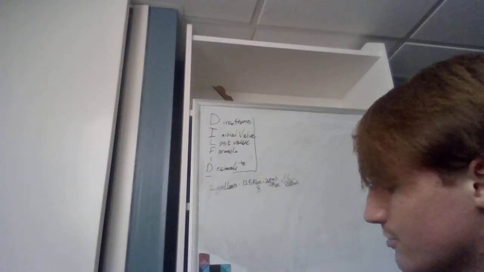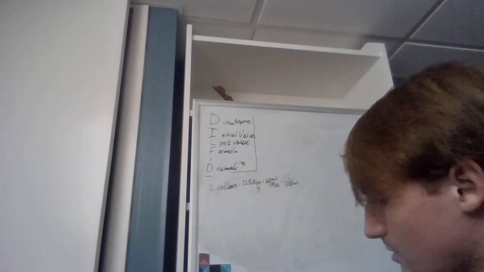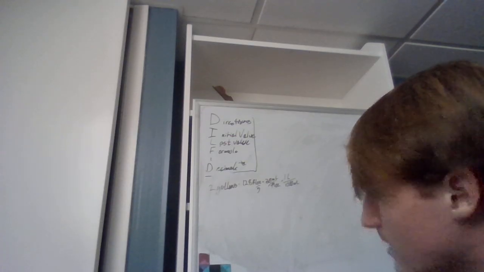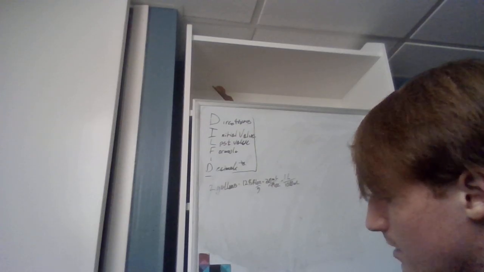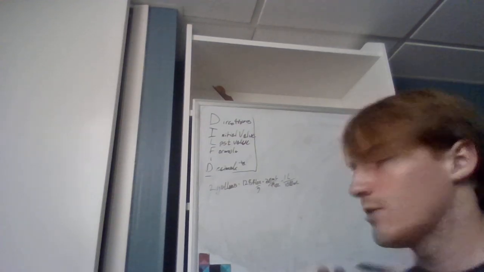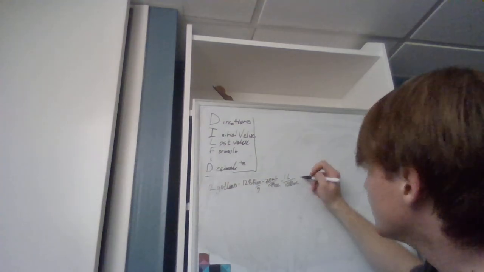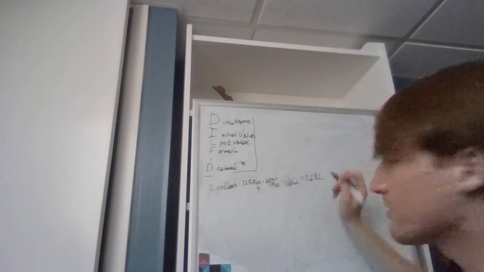So 2 times 128 times 30 equals that. That is not right. 2 times 128 times 30 divided by 1,000. 7.68. That sounds right. Equal to 7.68 liters.